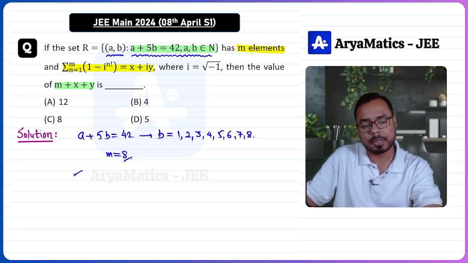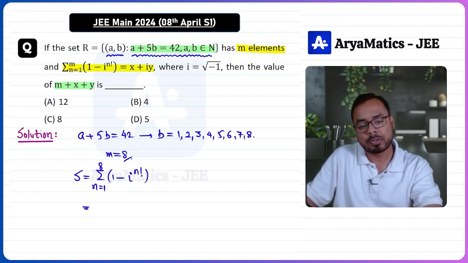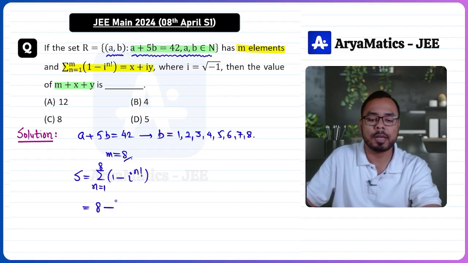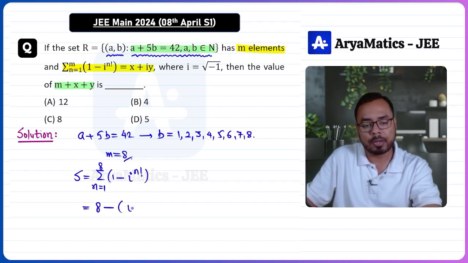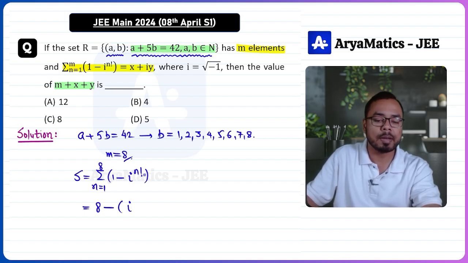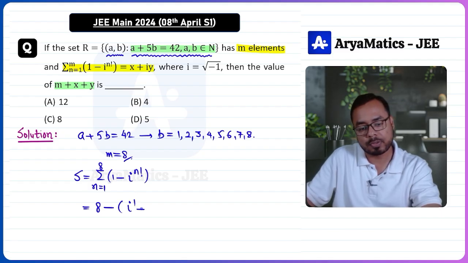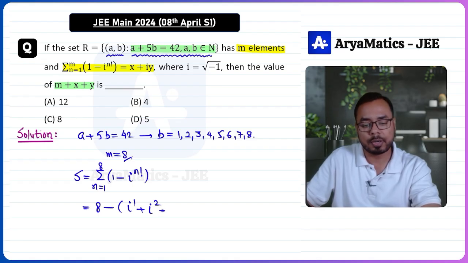Let us say that this sum is S. So S is basically sigma of 1 minus iota raised to n factorial, where n is from 1 to m, and we have already calculated this is 8. So this will become sigma of 1, which is 8, that is 1 plus 1 plus 1, 8 times. And after that, we'll get iota raised to, in place of n, we have to write 1. So it is 1 factorial, which is 1. Iota raised to 2 factorial, 2 factorial will be 2, so iota square. 3 factorial will be 6.